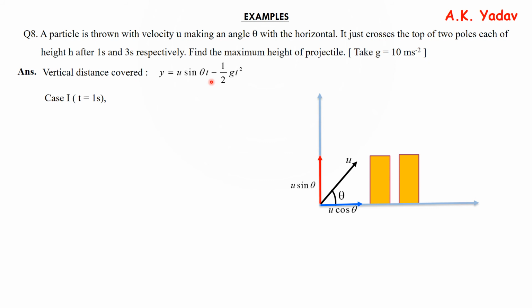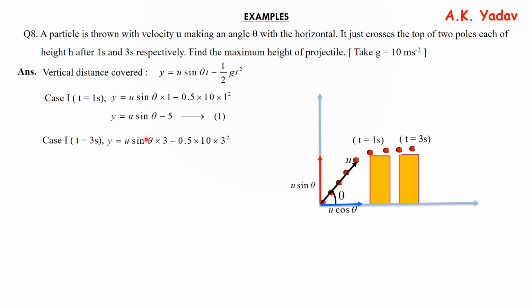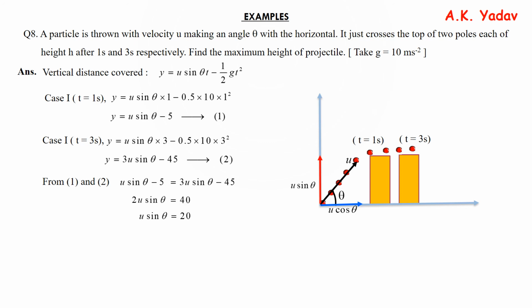So case 1, time equal to 1 second. What is the vertical distance covered? In place of t we put 1 and on solving we get y equal to u sine theta minus 5. This is equation number 1. Case 2, when the time is 3 seconds. In that scenario, what is the vertical distance covered? y is equal to u sine theta t minus half g t square. In place of t we put 3 and when we solve, we get y equal to 3u sine theta minus 45. From equations 1 and 2 we can write this, and on solving we get u sine theta equal to 20.